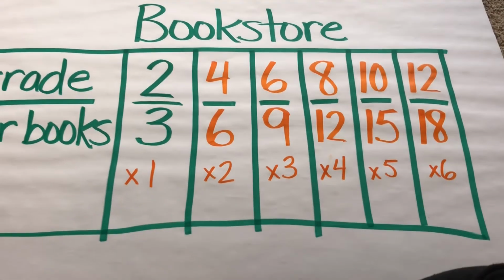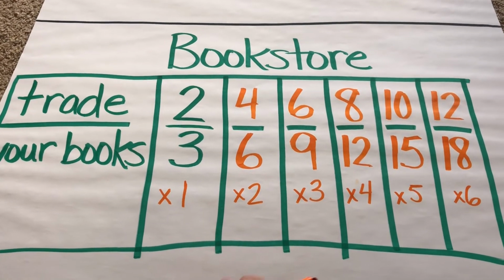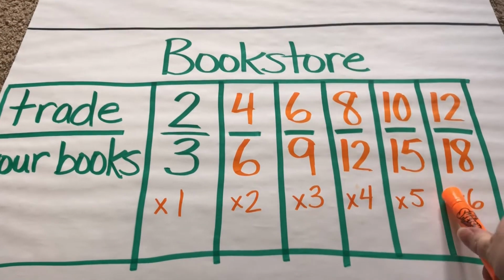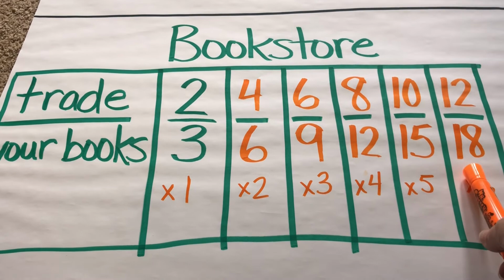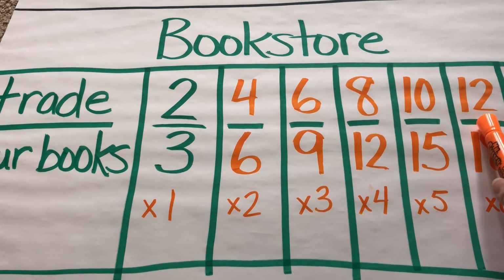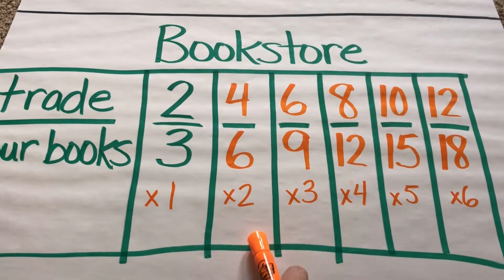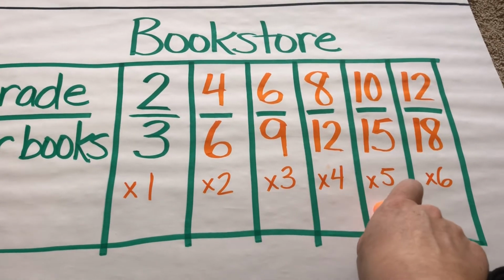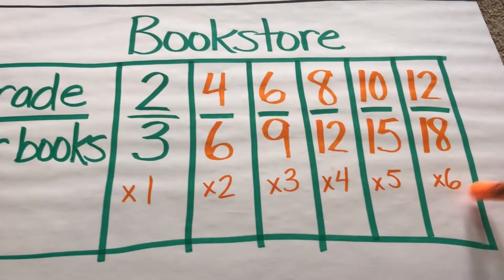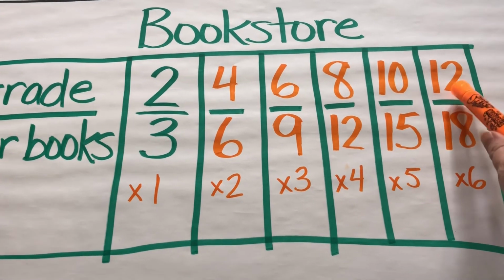Okay, so the question wanted to know, how many books could Val get from the bookstore if she brought in 18 of her books? Well, if you bring in 18 of your books, the bookstore will trade you and give you 12. They would give you 12 books for the 18 that you bring in. So, making a table and following a pattern, you can see we multiplied both the numerator and the denominator by the same amount as it increased until we got to the number in the denominator that we needed there, being 18, in order to get our answer.